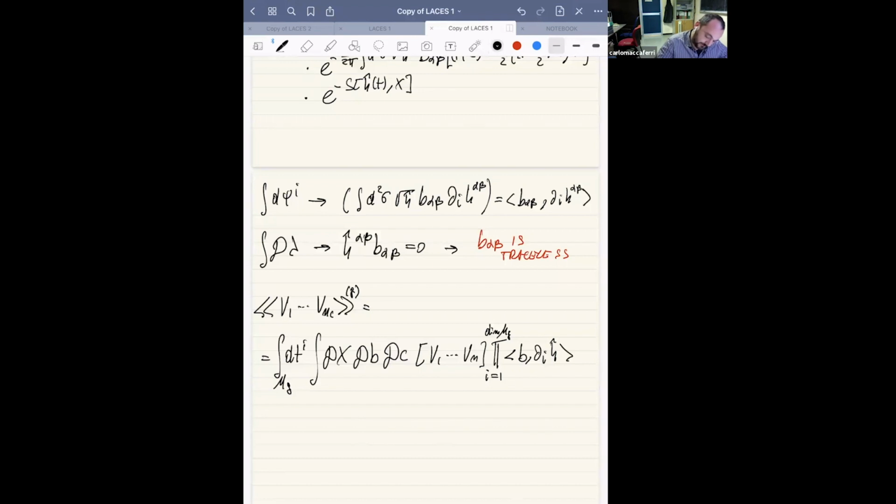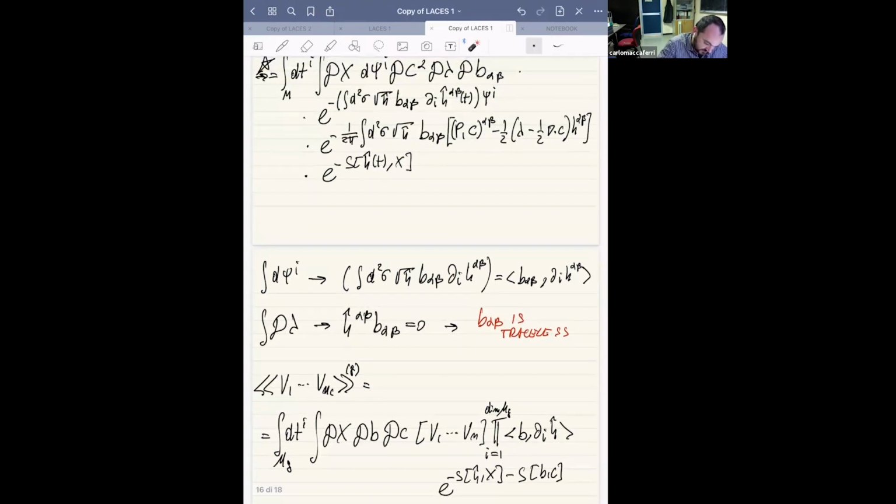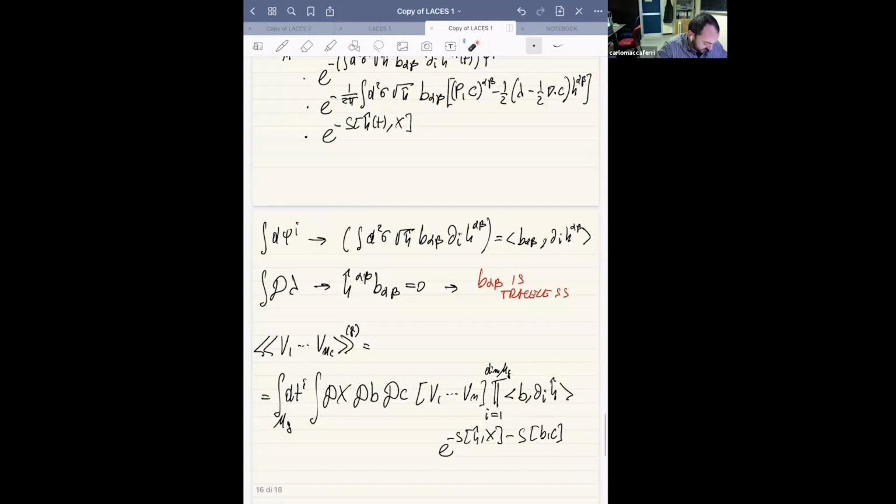And finally, I have e, and then I have the action, which is the gauge fixed action, which is h hat X, and then minus the action of the BC system. That is exactly this action here, that comes out from the Faddeev-Popov prescription.